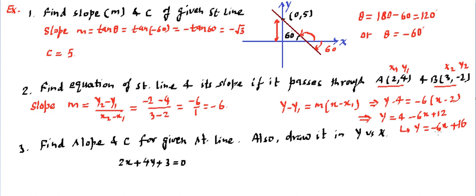M is minus 6 and c is 16. That's what we can say out of it. And there's the last question which says find the slope and this c, and also draw this.